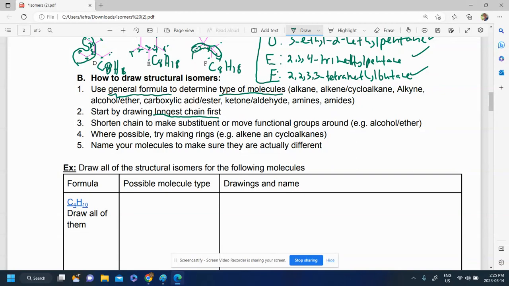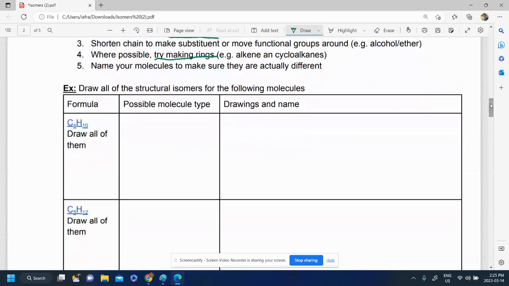What you can do after you've done all your chain and branched versions is you could try to make some rings if that's possible. And then just in your last step, make sure that you've actually named the molecules to see that they're different and not just the same one, just drawn from a different orientation. So let's see an example. It's always best to start off with some examples.